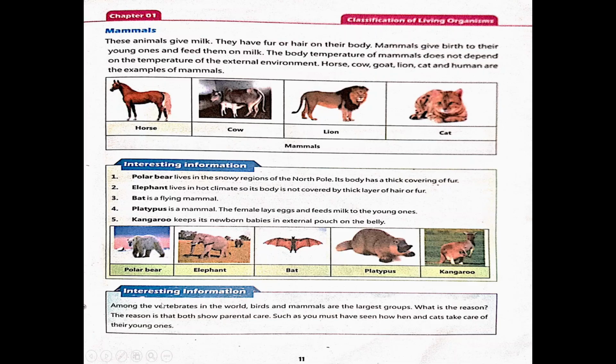Interesting information. Among the vertebrates in the world, birds and mammals are the largest groups. What is the reason? The reason is that both show parental care, such as you must have seen how hens and cats take care of their young ones.